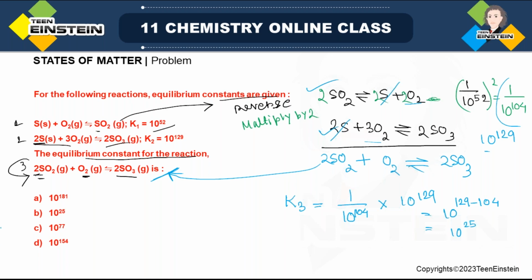So it is matching with option B. Okay. So we have obtained the third equation by arranging 1 and 2. What we have done, we have not done any changes in the second equation. This is intact. But the first equation, first we have reversed it, then we have multiplied by 2, then added it to equation 2. So that is why finally we are getting this calculation. So option B is the correct option.